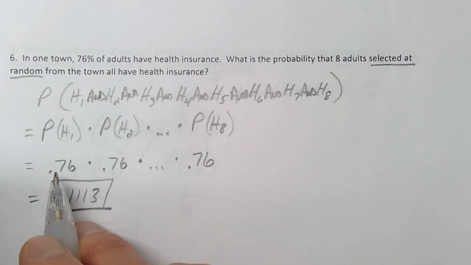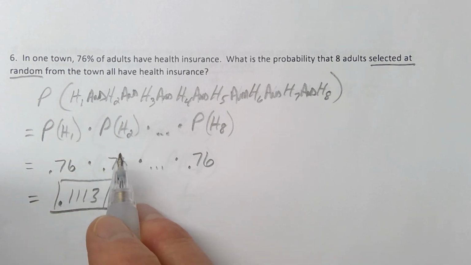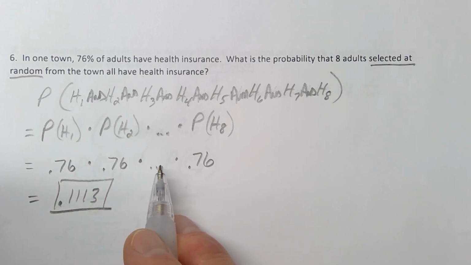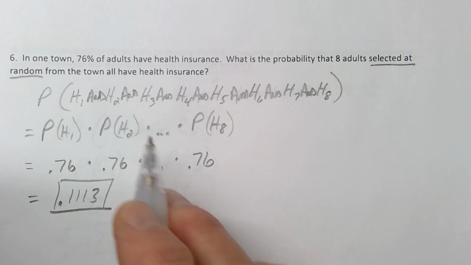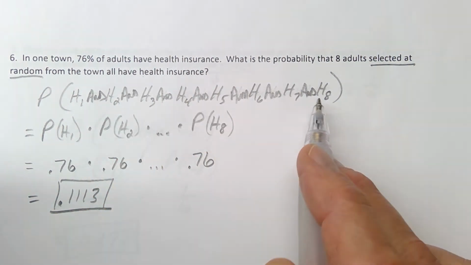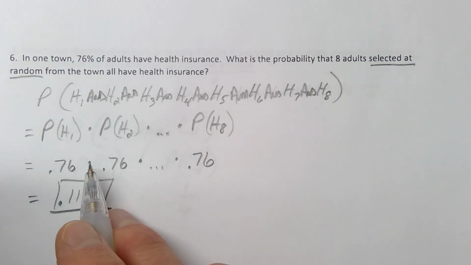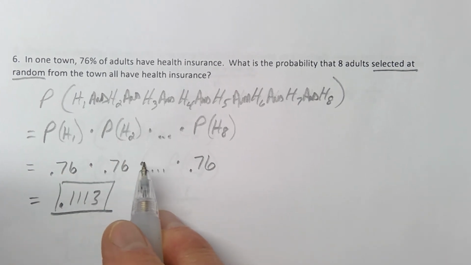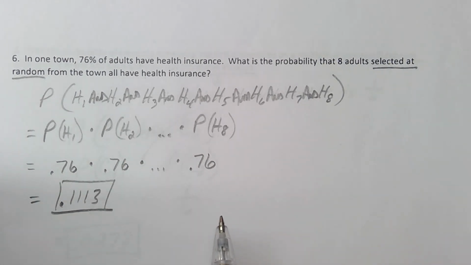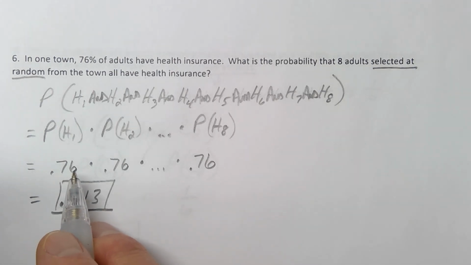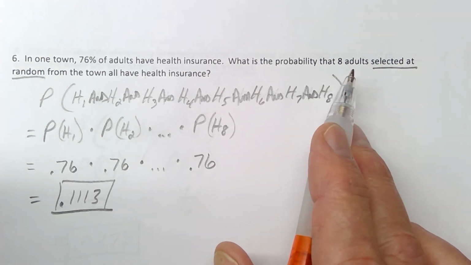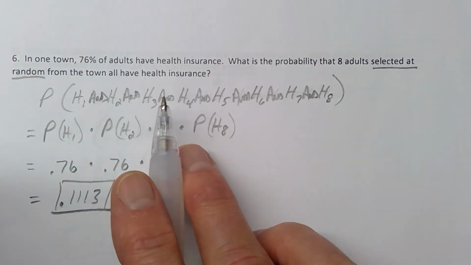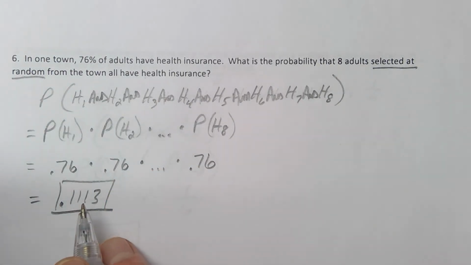All right. So I'm saying 76% for the first one times 76% for the second one times all of those times 76% times another one. All right. So I have 8 of these. 1, 2, 3, 4, 5, 6, 7, 8 of these 76% all being multiplied together. So you can punch all 8 of those in and hit times, or a quicker way is 0.76 raised to the 8th power will get you to about 11% chance that I can reach out into the hallway 8 times and get 8 people with health insurance. There's only an 11% chance that that'll happen.